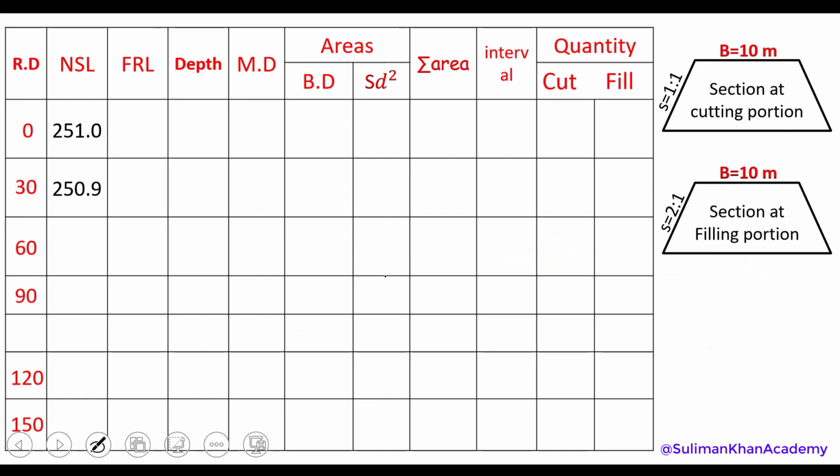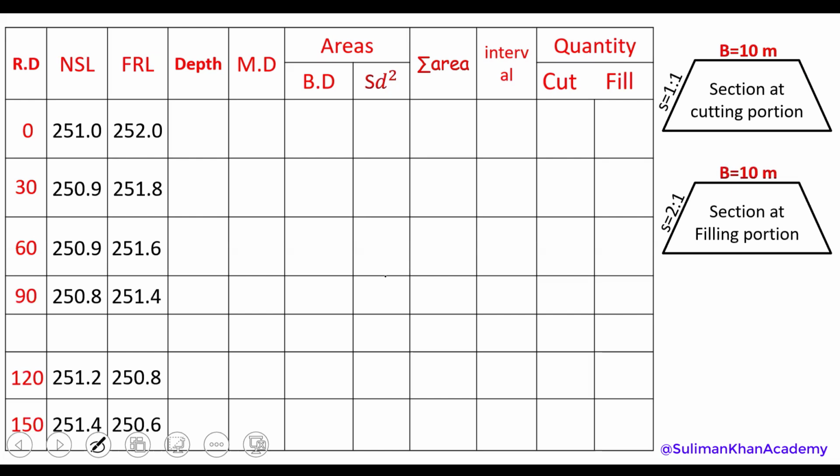Then we have NSLs. Remember, these things were known. The formation levels were also known previously if you saw it. Now we have to determine the depths at each interval. And for that, we will subtract NSL from FRL. Very simple. Like 252, which is the FRL of station 0. We will take that and subtract the NSL, which is 251. And that's going to be the depth, which is 1 meter. And again, 251.8 minus 250.9, that's going to be 0.9. And so on. Just do that.